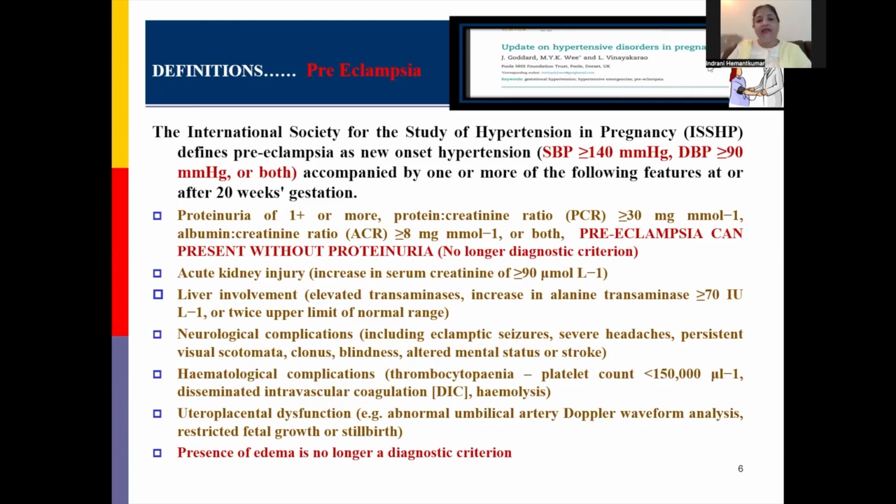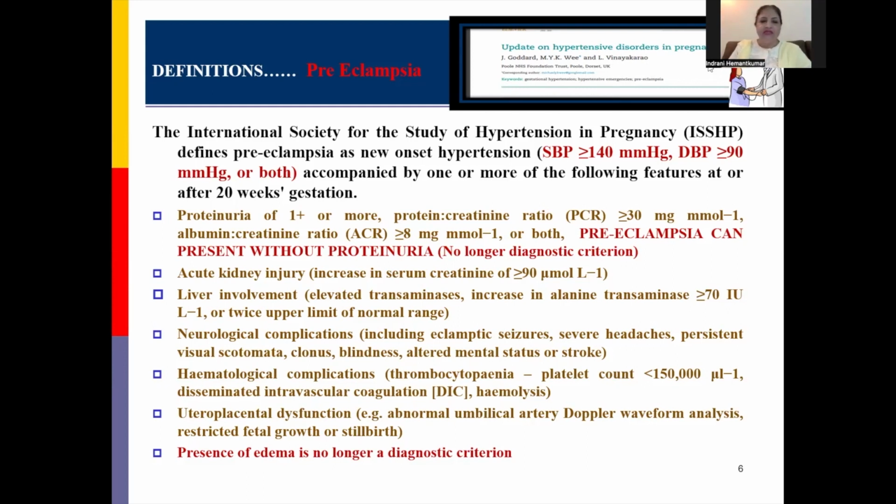So the patient can have hypertension with liver involvement, hypertension with just edema. The patient may have hypertension with neurological issues. The patient can have severe headache or persistent visual disturbances, double vision or things like that. Still, it is called preeclampsia. So it doesn't mean that all these three features have to be present. So with hypertension, you can have any of the features.